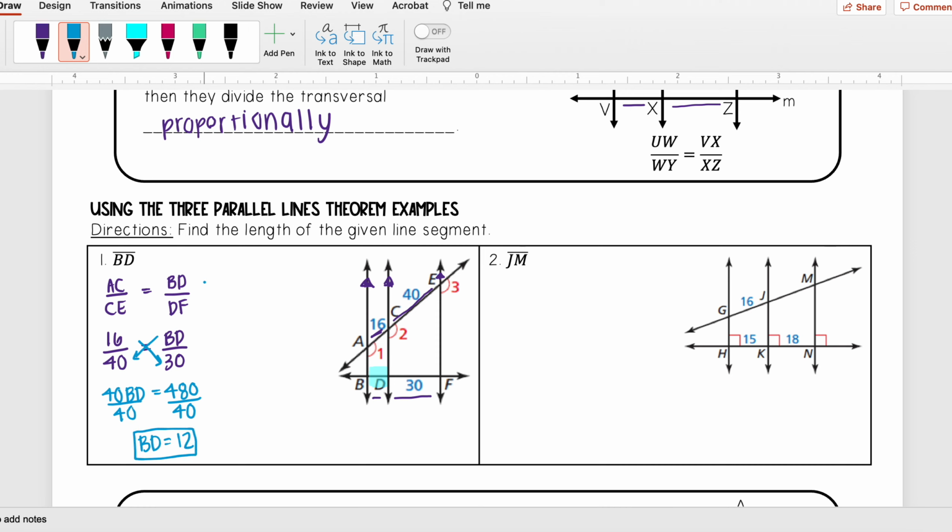Again, you can always flip these around if you want. You could add CE and DF on top instead, and the other two on the bottom. You'll still end up with the same answer.